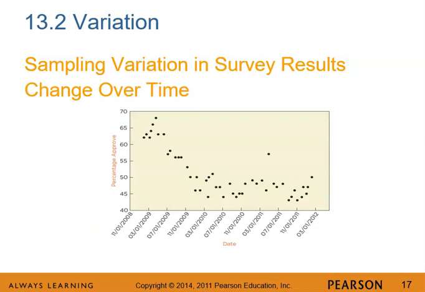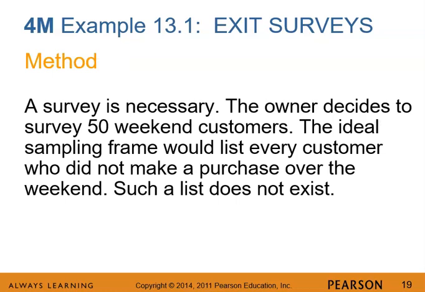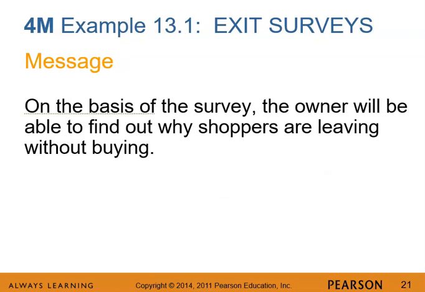So, sampling variation: survey results change over time. You can see that in this case we have percentage of approval, and over time you can see that the sampling variation actually moves toward a certain point, and the majority of them are going to be close to a certain value or close to an average. So this is an example in the book, Exit Survey. Please read this survey case, similar to the previous example we covered.